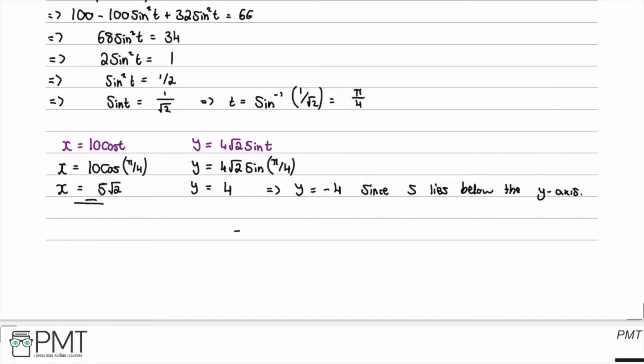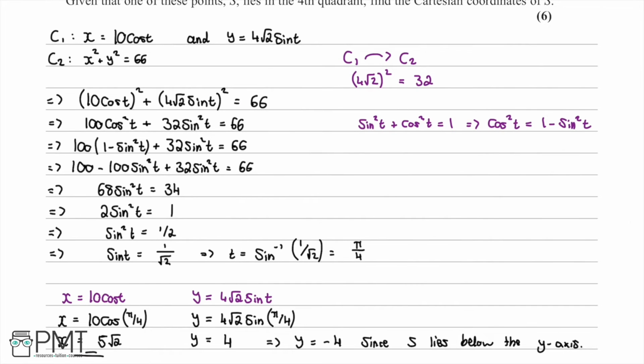So then to write a concluding statement, we're going to have that S is going to be equal to 5 root 2, comma, negative 4. And that's how I solve this question. So this question was worth 6 marks.